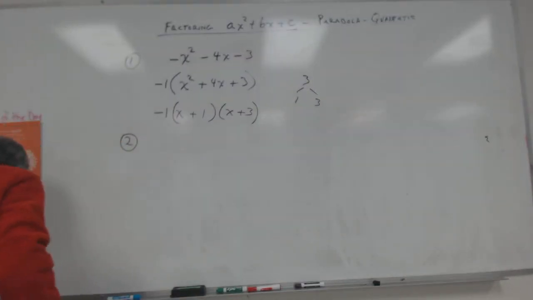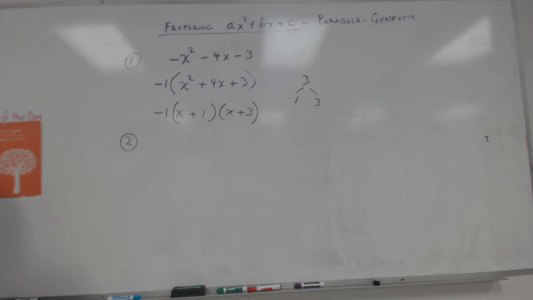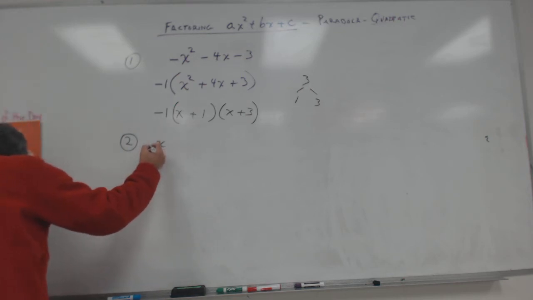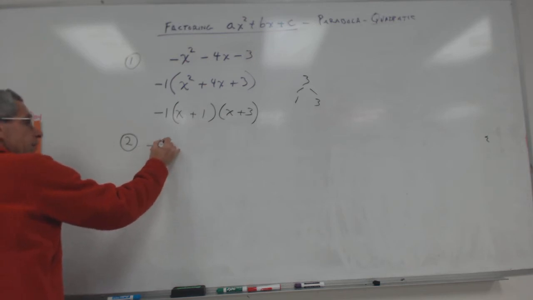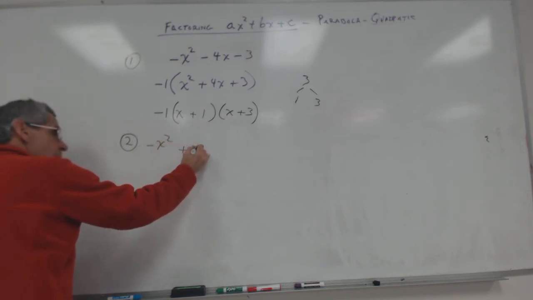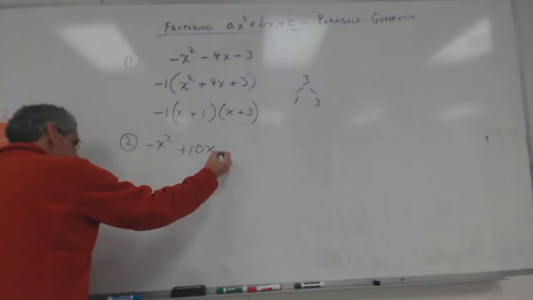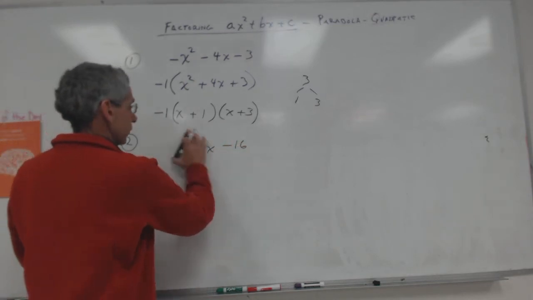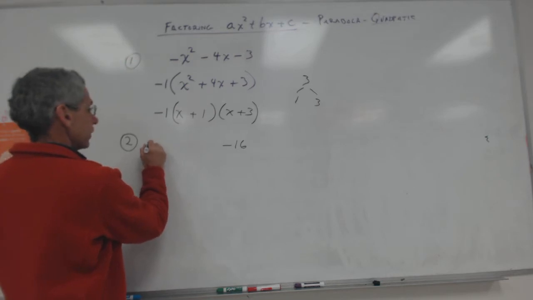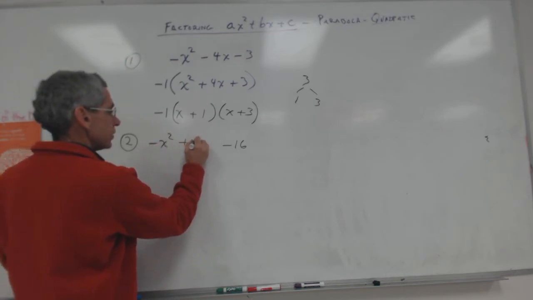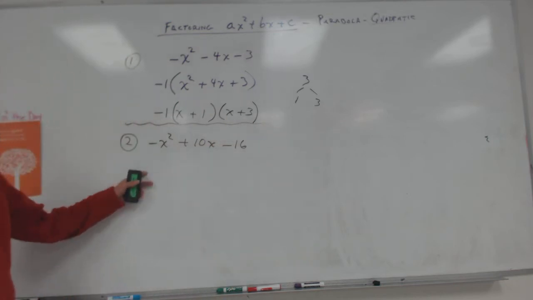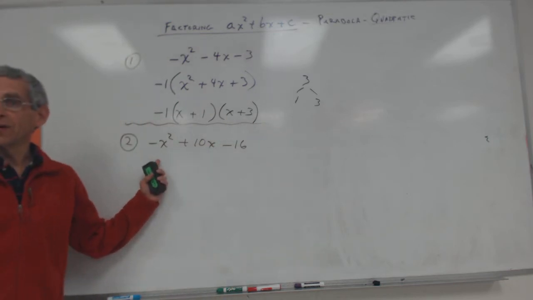Let's try negative x squared plus 10x minus 16. That does not look very good, right? Negative x squared plus 10x minus 16.